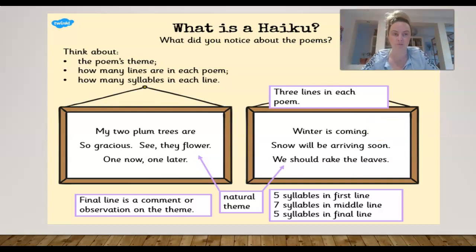The first line will have 5. The second line will have 7. The third line will have 5. So we've learned some rules here. 3 lines in each poem. They're about nature, and it will go 5 syllables in the first line, 7 syllables in the middle line, and 5 syllables in the final line.